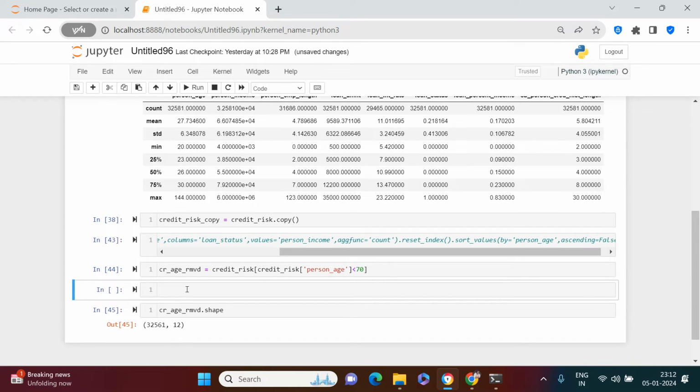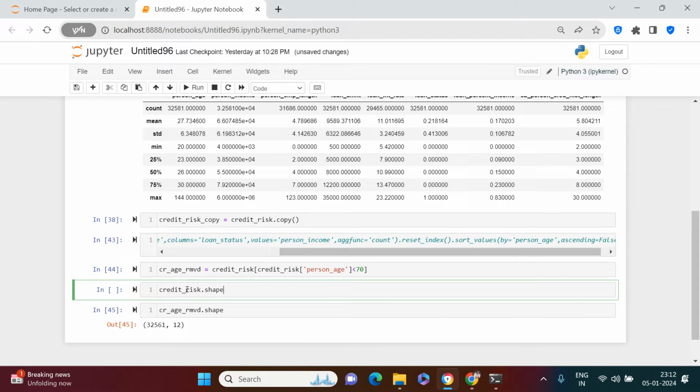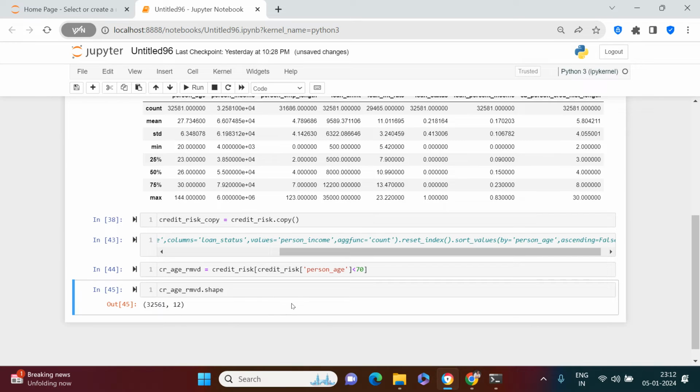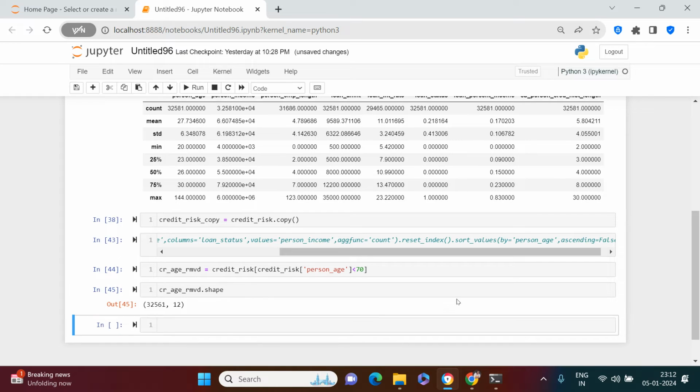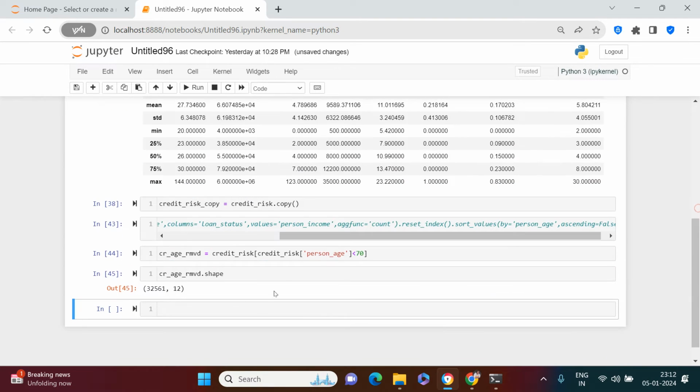If I check out the shape of credit risk dot shape, I had 32,581. Now I'm left with 61, which means 20 records are deleted. Okay, now this is done. Next thing which I'm going to do is focus on length of employment. Let's just have a look at this length of employment. So let's click this again.